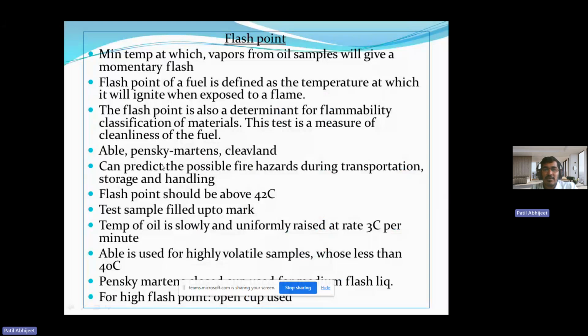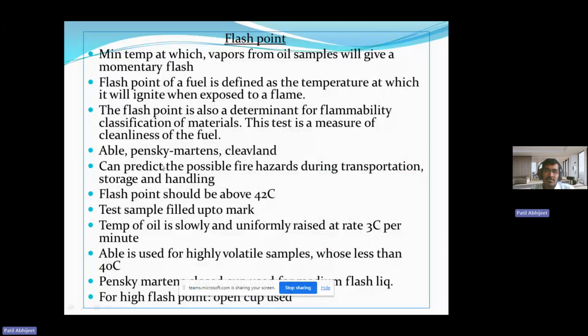Flash point is the minimum temperature at which the vapors from the sample oil, or the petroleum fraction, will give a momentary flash, a momentary flame, when it is ignited. That is simply called the flash point.